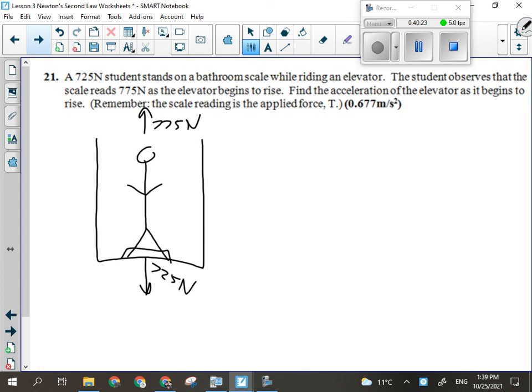This is what we call apparent weight and actual weight. This is your actual weight, 725 newtons. But you can feel lighter or heavier than that depending on the situation. If we're accelerating downwards, our apparent weight will be less than 725. If we're accelerating upwards, it'll be more than 725. All right?